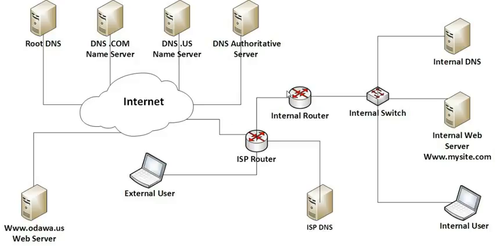So the message comes all the way back to the internal user, and the internal user will connect back through to the authoritative server, which will give the exact IP address of the Odawa server, which gets sent back to the internal user's computer. From there, it will connect with an HTTP GET request to the odawa.us server, and this server will reply back with the requested information to the internal user.